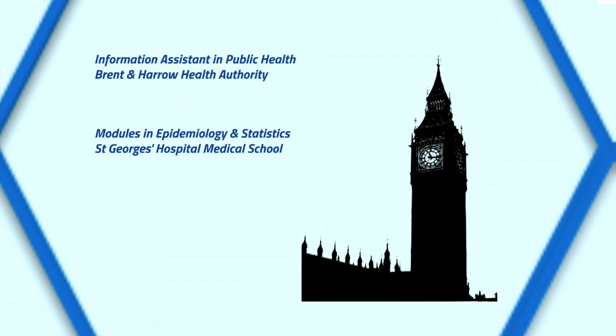And following my degree, I managed to get a job in London as an information assistant working in a public health department at one of the old health authorities. And I considered my time there as an apprenticeship to becoming an epidemiologist. I dealt with lots of data, I produced lots of statistics, I did lots of prevalence figures, I produced all the data that was needed for planning the health services in that particular area. And while I was there, I was lucky enough to be offered the opportunity to do some modules in a Masters of Public Health at St George's Hospital Medical School. And it was the modules in epidemiology and statistics that I was interested in.